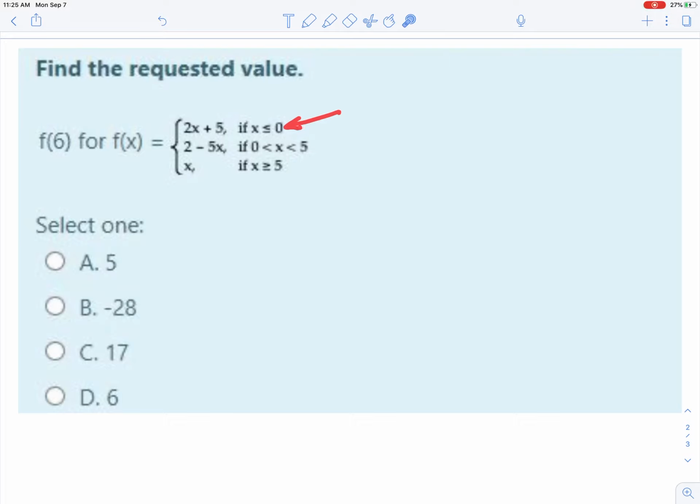We use this line if x is less than or equal to 0, but we want 6, so that's a no. We will use this line if x is between 0 and 5, so that's a no. And we use this line if x is greater than or equal to 5, which it is, right? So because our x is 6, which is greater than or equal to 5, then the output is just going to be itself. So that one should be D.